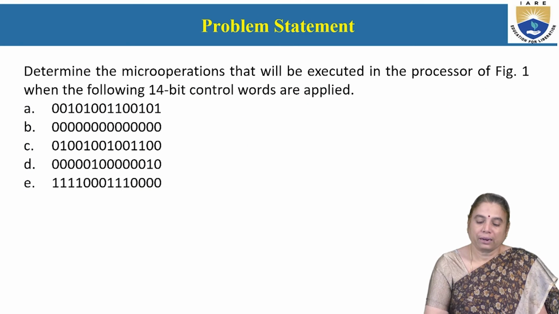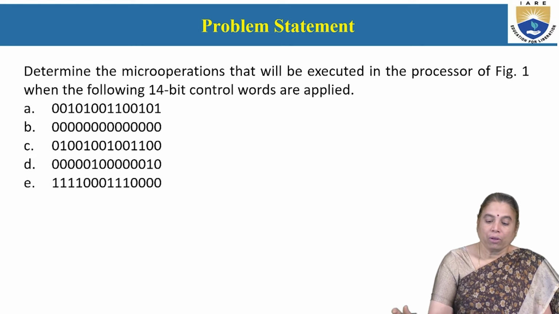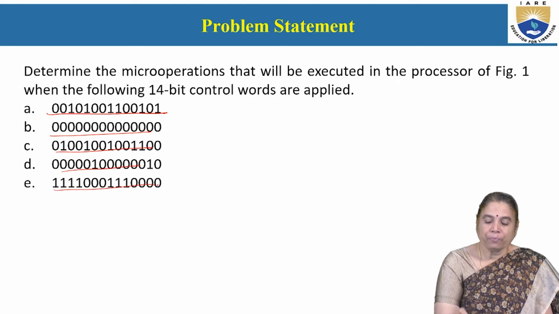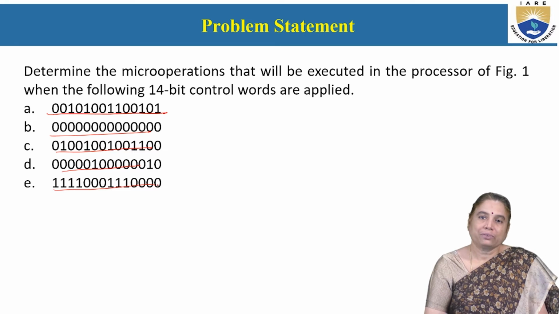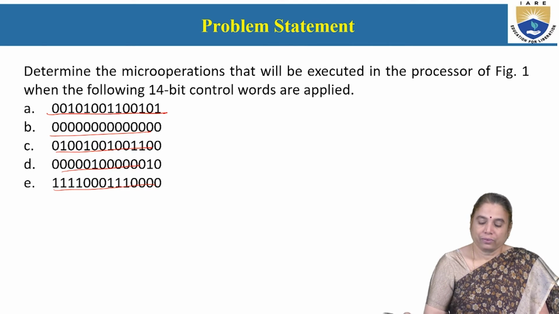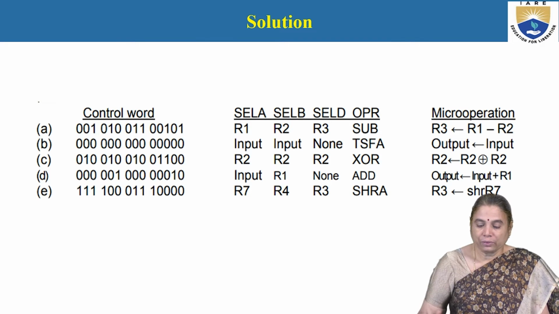Next problem statement: determine the micro operations that will be executed in the processor of figure 1 when the following 14-bit control words are applied. So, what are the referenced instructions in the binary code? 3 types of instruction formats are available. Depending upon the opcode of the control word, the type of the instruction format can be determined, whether it is a memory referenced instruction, register referenced instruction, or IO instruction.